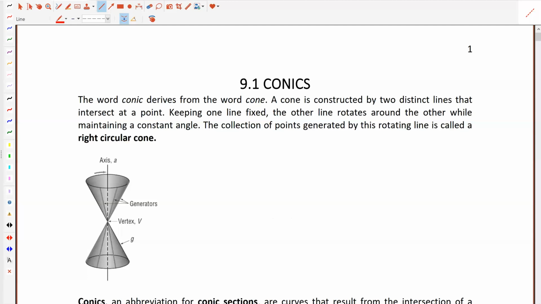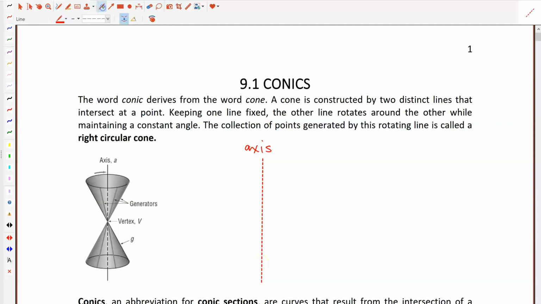In this chapter, we are going to begin our exploration of conics. So what's going on for a conic, as you can see there's this picture over here, but I'm going to try to recreate it, is that we're going to have this center line right here, which is going to be called the axis.